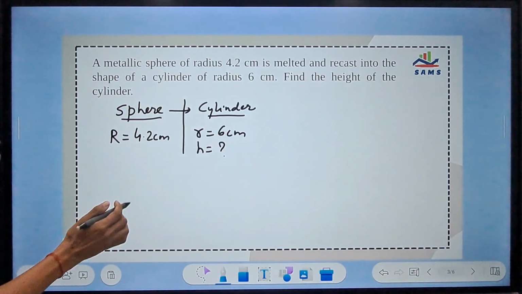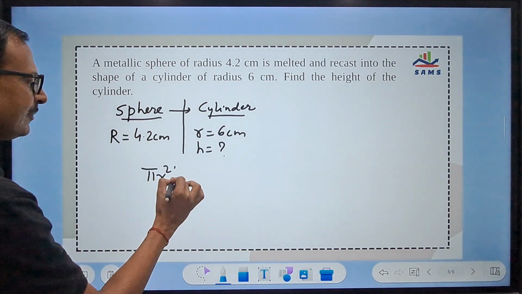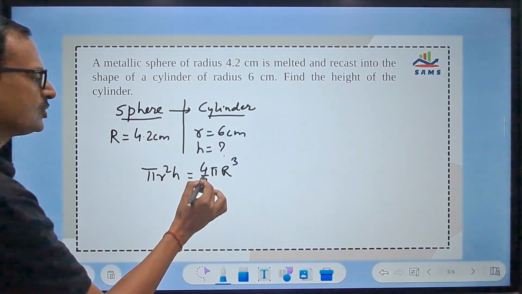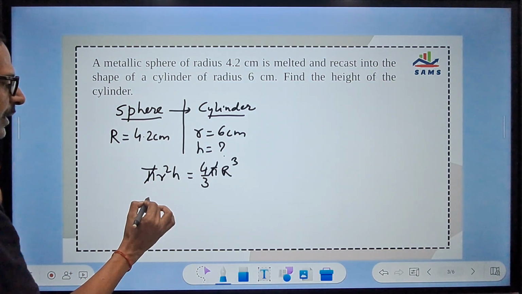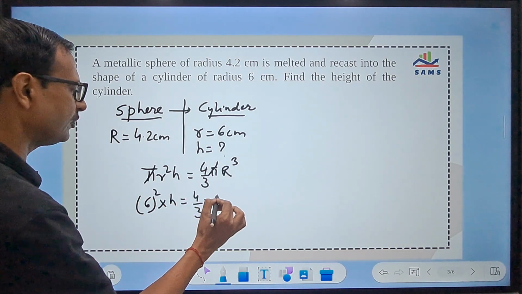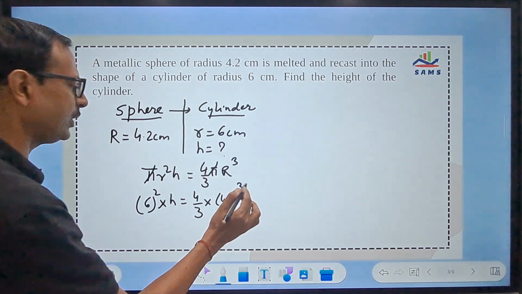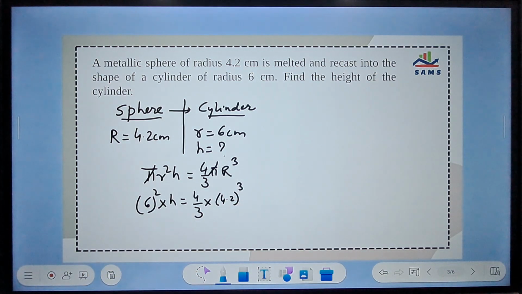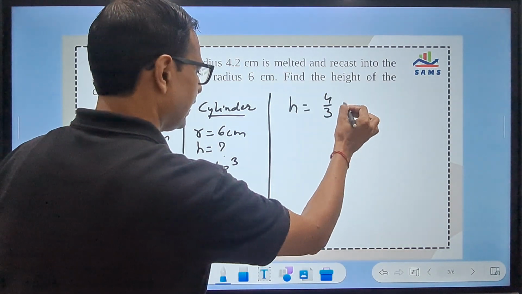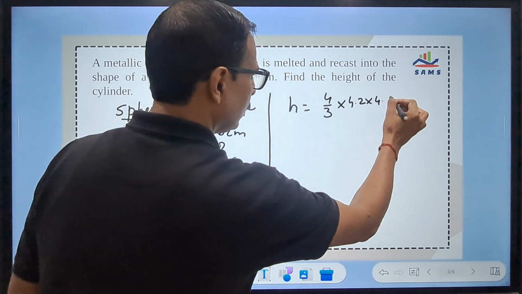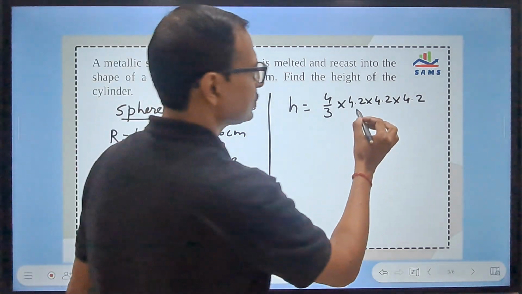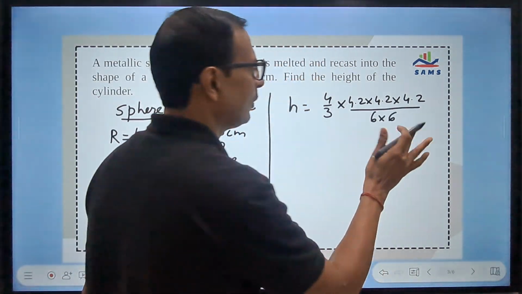So again the same thing. Volume of cylinder pi r square h will be equal to volume of sphere 4 by 3 pi R cube. So pi gets cancelled. r square, so 6 square times h is 4 by 3 R cube, which is 4.2 into 4.2 into 4.2. So I need to find the value of h from here. h will be 4 by 3 times 4.2 into 4.2 into 4.2 because it is cube, and this 6 square will go in the denominator. So I will write 6 into 6 in the denominator.